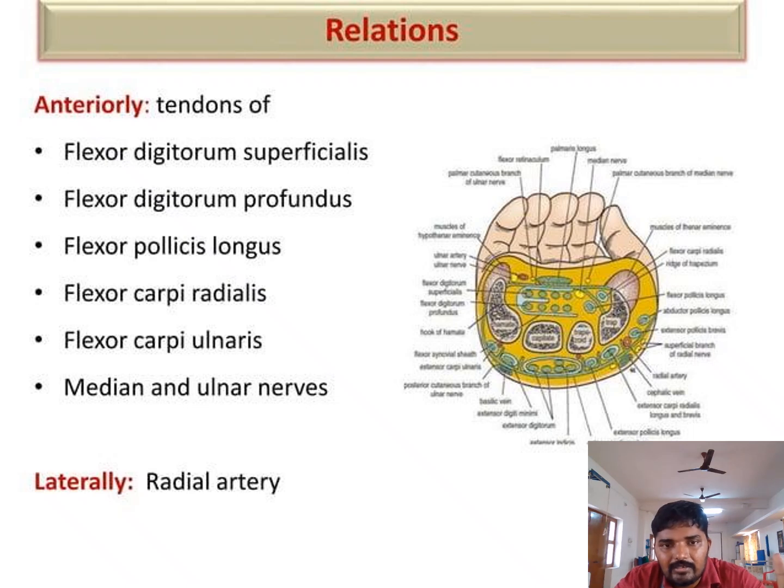Okay, students, in this class we have seen the structures of the wrist joint: the type of joint, the variety, then the articular surface, then the ligaments. Next class we will continue with the relations of the joint. Okay, thank you.